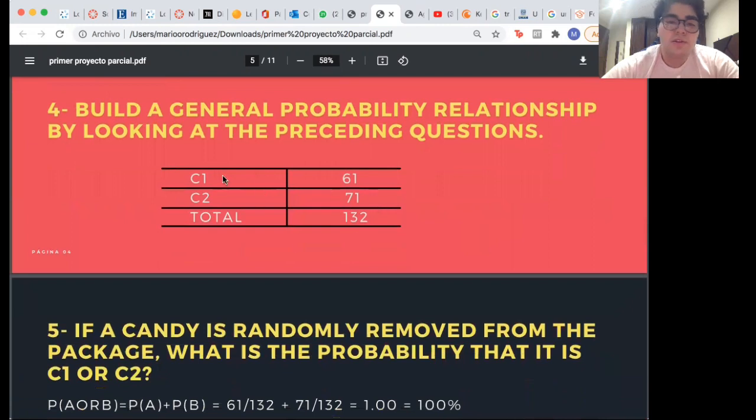This is our probability relationship. Color 1 has 61 and color 2 has 71. In total, it has 132.